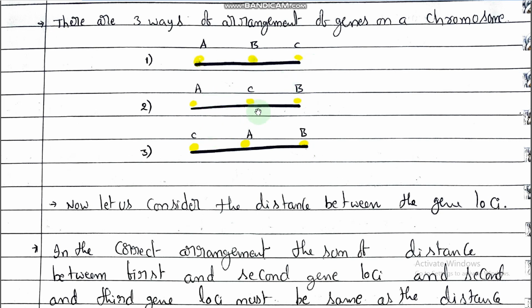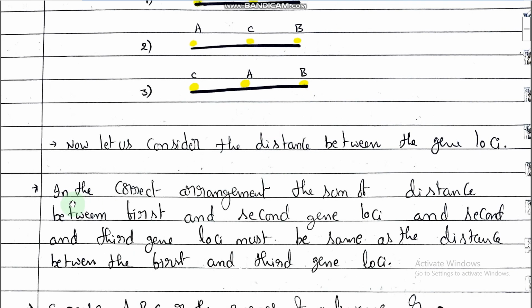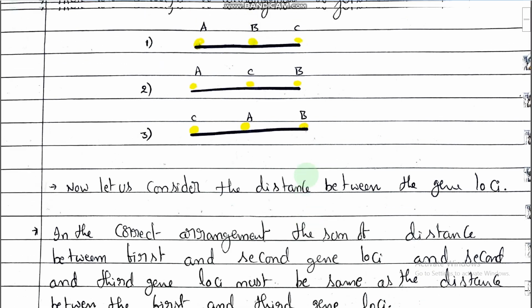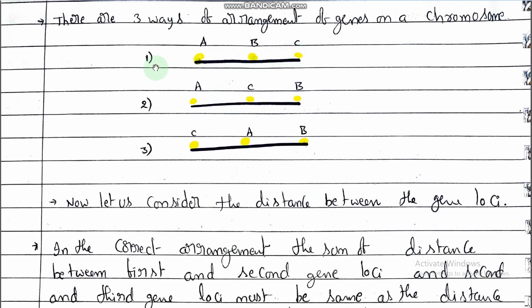As in this scenario, the same applies to the others. In the correct arrangement, the sum of the distance between the first and second gene loci and the second and third gene loci must be the same as the distance between the first and third gene loci. AB plus BC is equal to AC. Here AC plus CB is equal to AB, and in the third case CA plus AB is equal to CB. Okay, right.